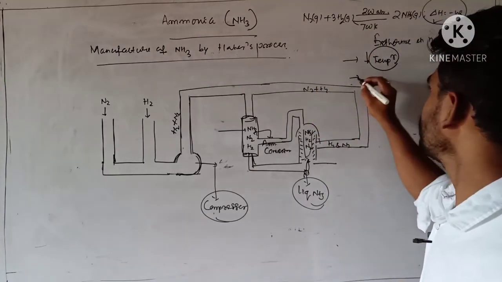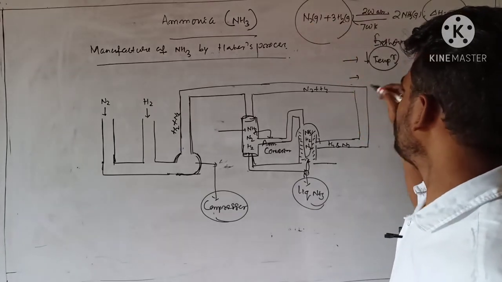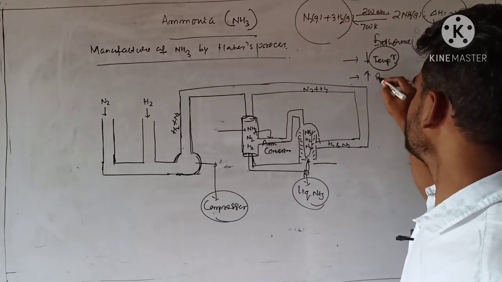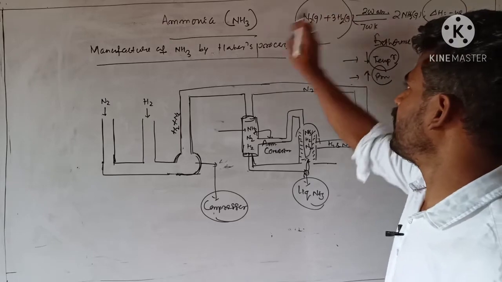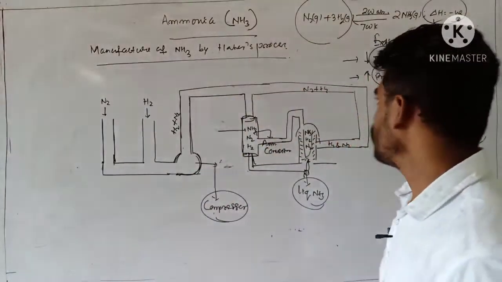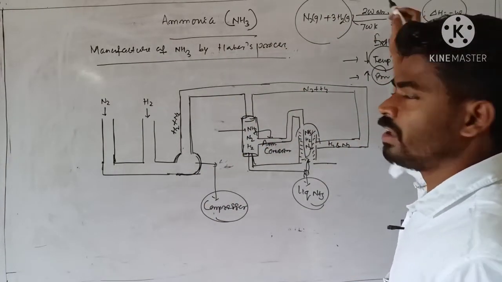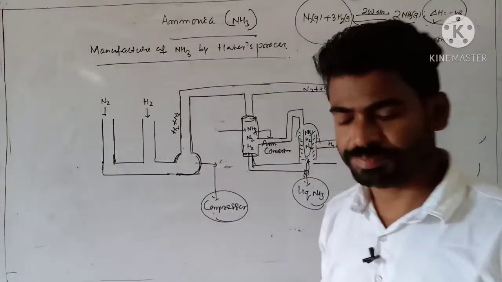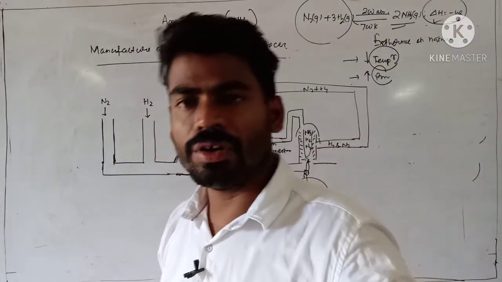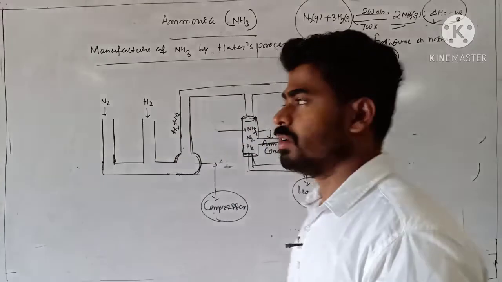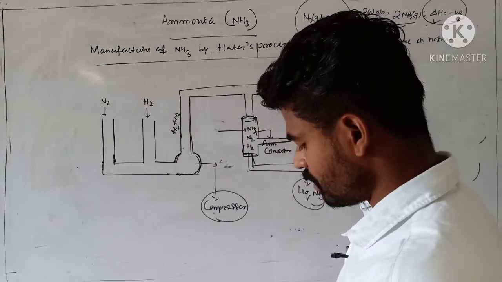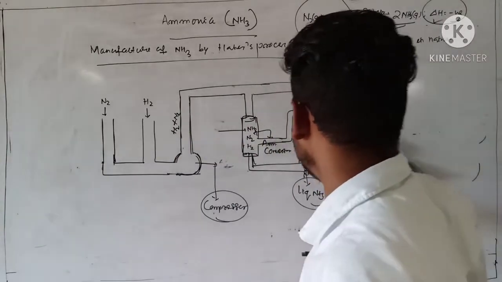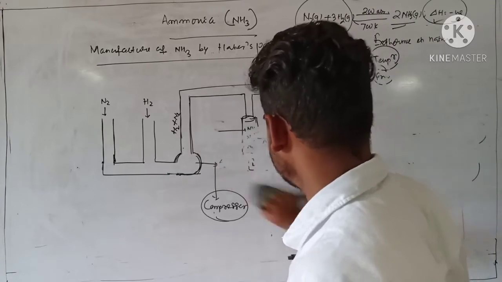Next, pressure. If you increase the pressure, that is for better interaction of nitrogen and hydrogen to get better yield of ammonia. So this is your industrial preparation, or this is called Haber's process for the synthesis of ammonia. Clear? Okay.